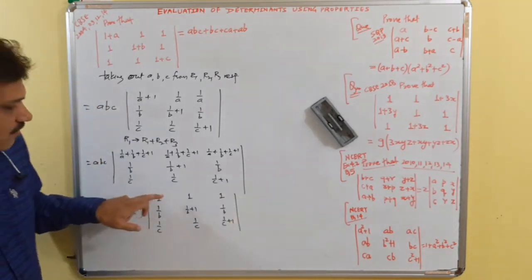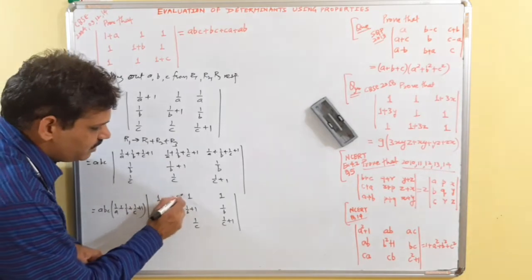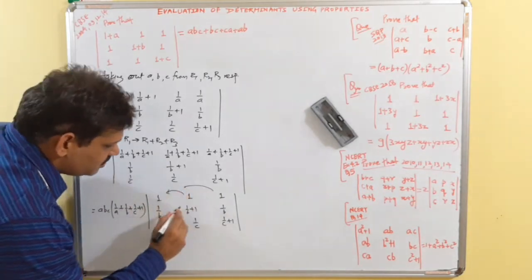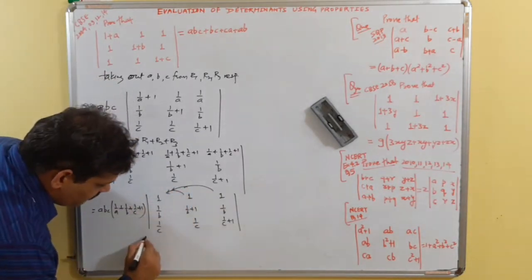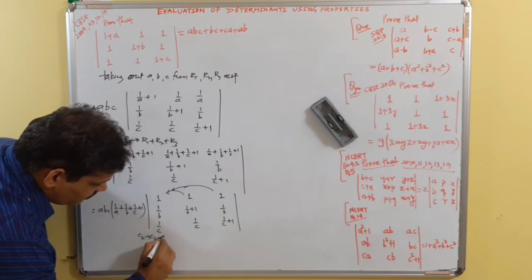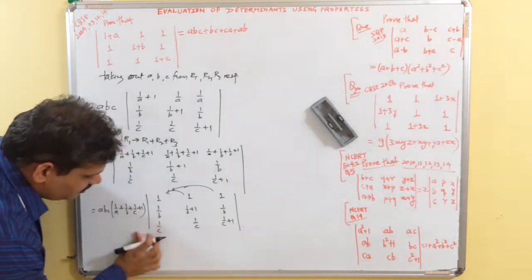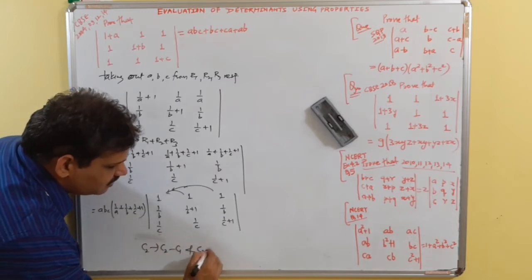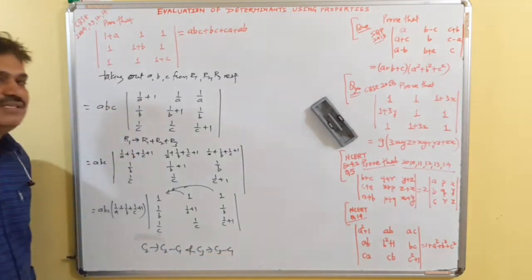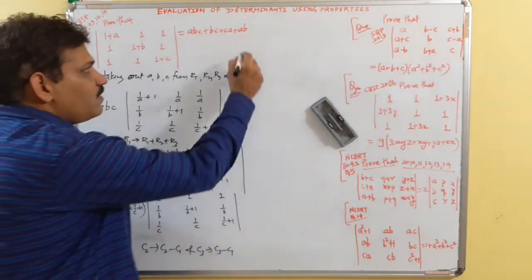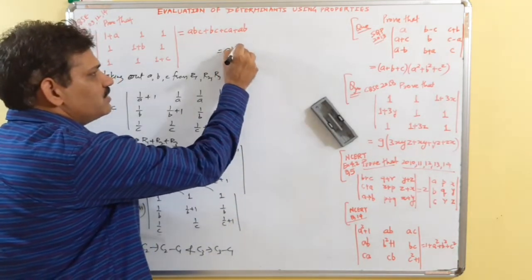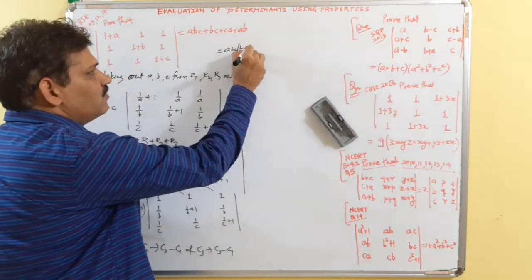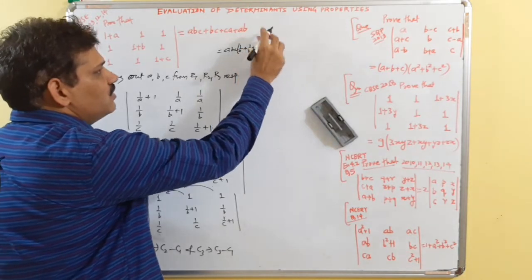Now, with the help of this one, we make 2 zeros. That is simply C2 becomes C2 minus C1, and C3 becomes C3 minus C1. So this will give me A, B, C into 1 upon A plus 1 upon B plus 1 upon C plus 1.